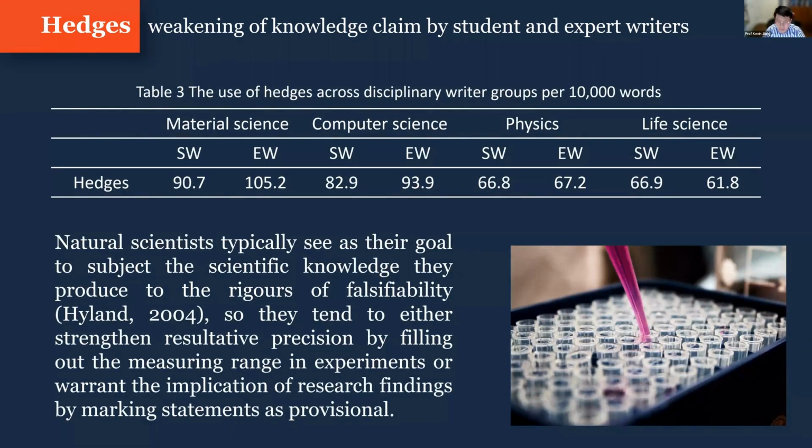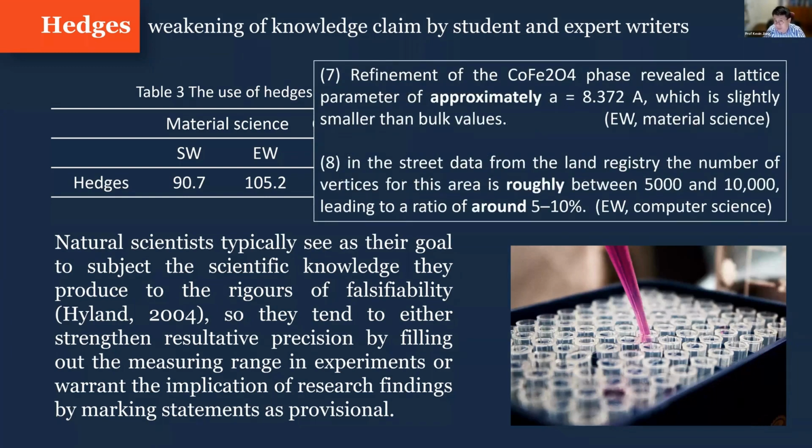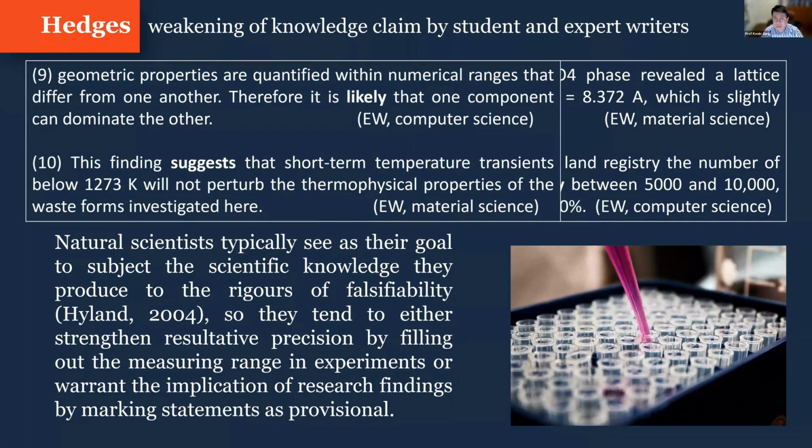However, as we can see in Table 3, PhD students generally use fewer hedges than expert writers, although they presented a larger number in life science. Natural scientists typically see as their goal to subject the scientific knowledge they produce to the rigor of falsifiability. So they tend to either strengthen resolutive precision by filling out the measuring range in experiments or warrant the implication of research findings by marking statements as provisional, as we can see in these examples. That's how expert writers in natural sciences use hedges to open up the space of their personal interpretation to allow writers to comment on their knowledge claims.